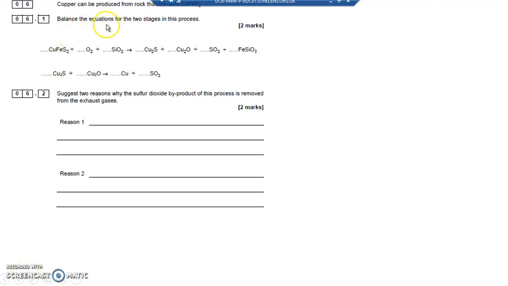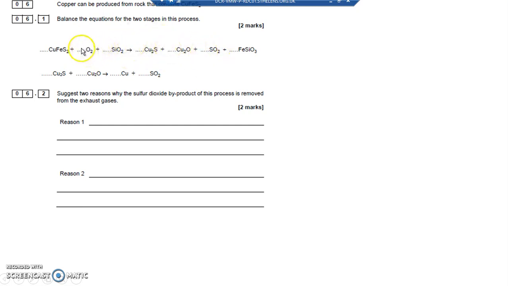Question 6. Balance the equations for the two stages in the process of extracting copper from rock. So let's have a look here. How can I start with this? Oxygen appears in a lot of the reactants and a lot of the products. So oxygen is going to be balanced last.